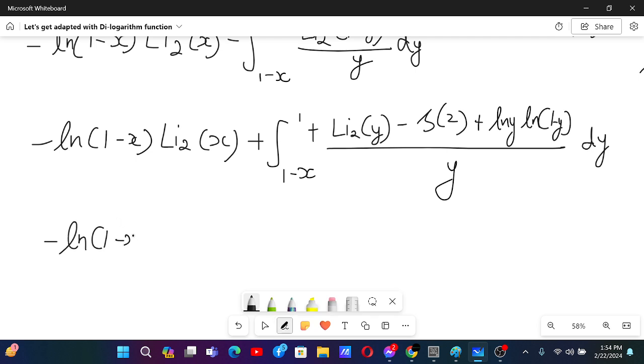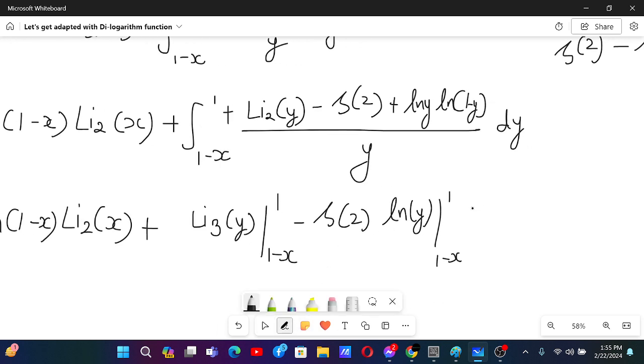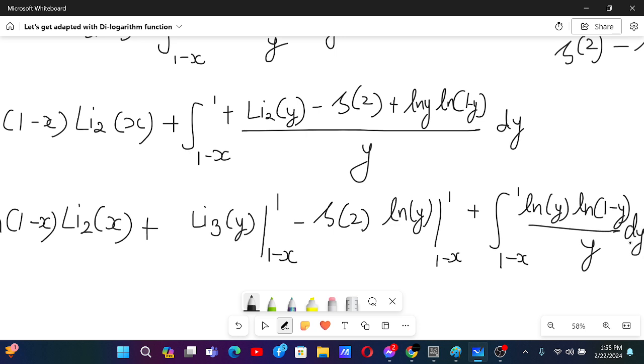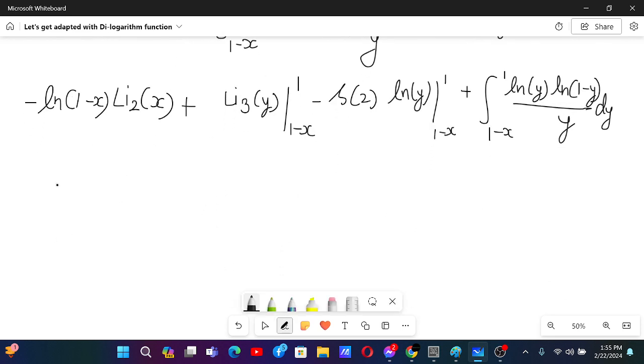Minus ln of 1 minus x, Li2 of x, plus. Now this is just Li3 of y, evaluated at 1 minus x and 1, plus Riemann zeta of 2 times ln of y, evaluated at 1 minus x and 1, and the last one will be plus integral from 1 minus x to 1 of ln of y ln of 1 minus y by y dy. Okay, now for the last one, again you need to use integration by parts, and I will show you how. Also, let's evaluate the other terms.